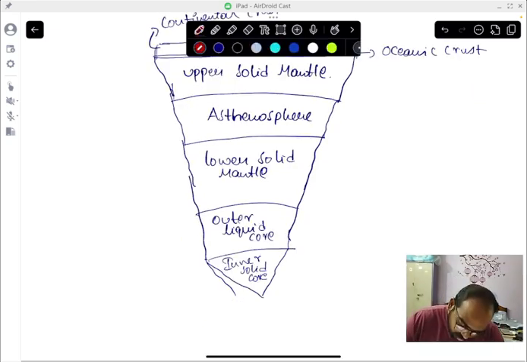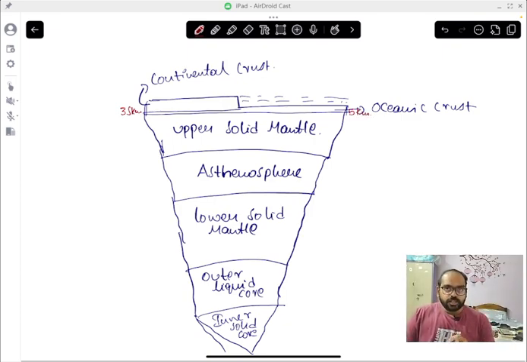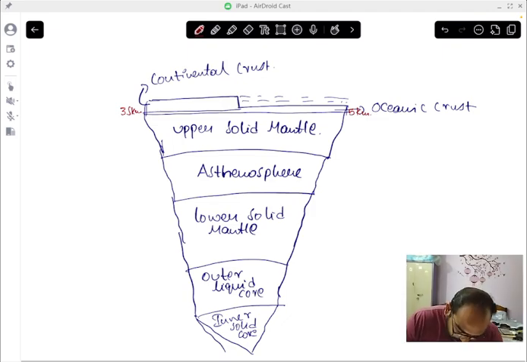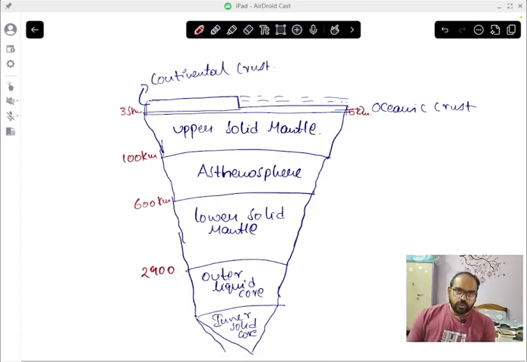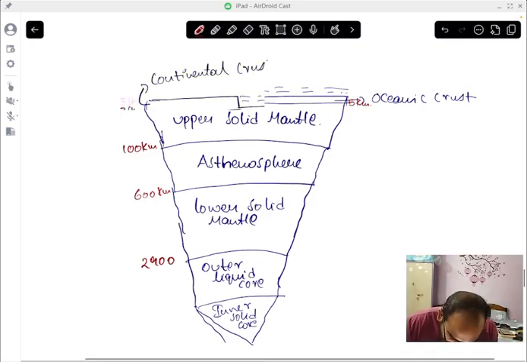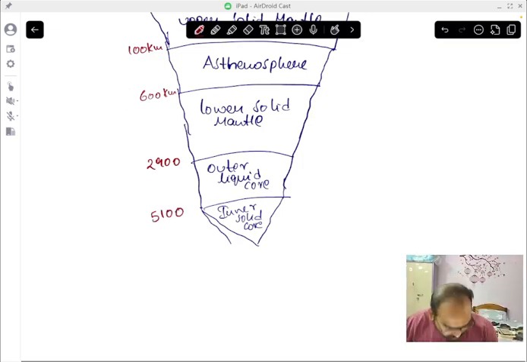Continental crust extends up to 35 kilometers. Oceanic crust extends up to 5 kilometers. From the crust up to 100 kilometers, we can see the upper solid mantle. From 100 to 600 kilometers, we can see the asthenosphere, nothing but our magma. From 600 to 2900 kilometers, we can see the lower solid mantle. From 2900 to 5100 kilometers, we can see the outer liquid core. From 5100 to 6300 kilometers, we can see the inner solid core.